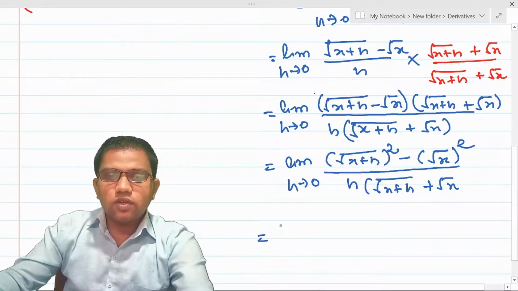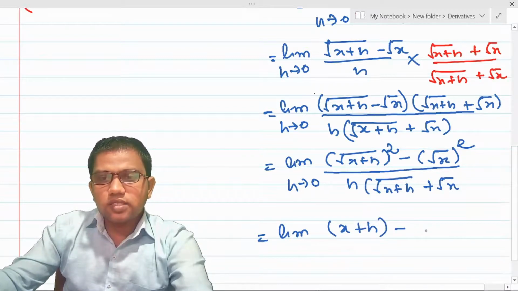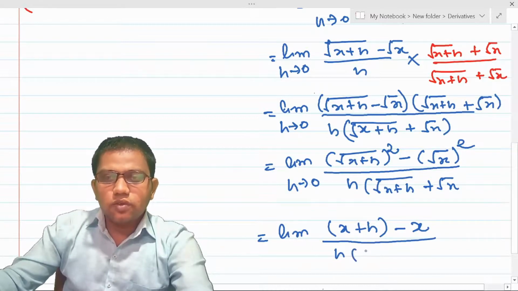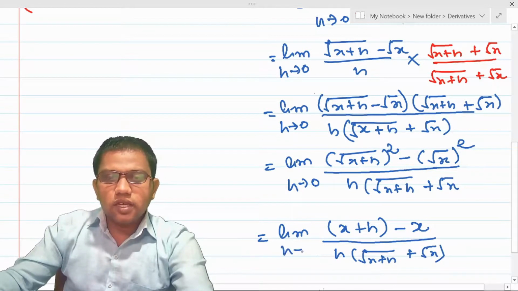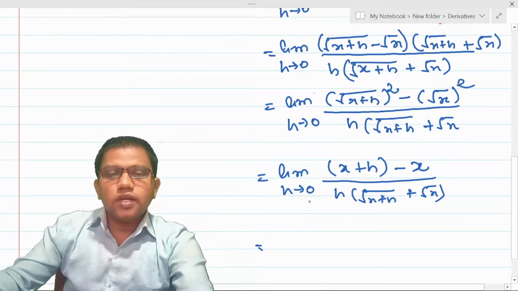So this is equal to what? Limit of x plus h is there only, minus x is there only, divided by h into root of x plus h plus root x, as h tends to 0. Got it? Okay. So this is equal to what?